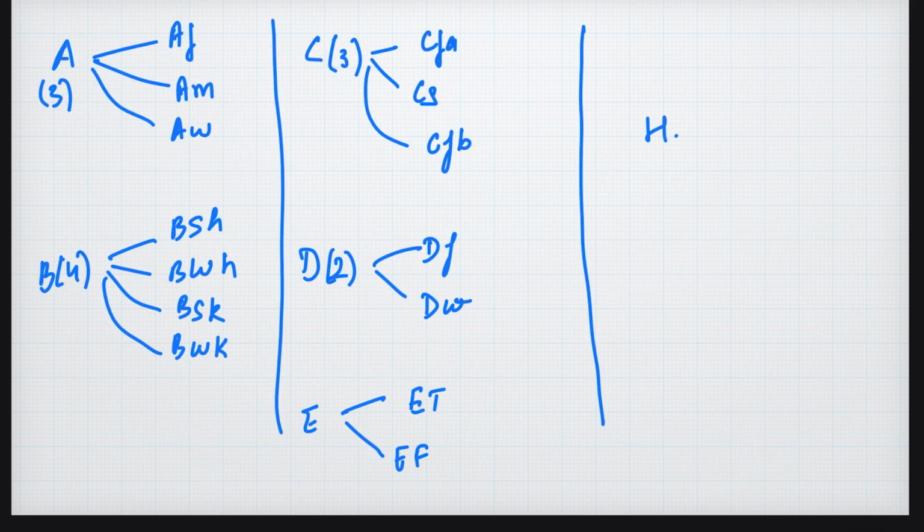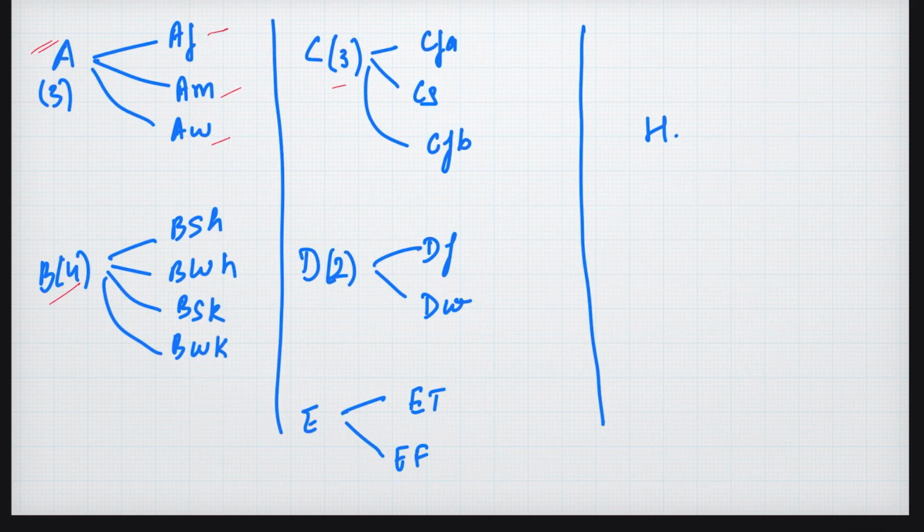For A, which is the tropical type of climate, we have 3 types of subclimates. This is AF, AM and AW. Within B, there are 4 subdivisions. Within C, there are 3 subdivisions. Within D, we have 2 types of subclimates, and within E, there are further 2 types of climates.